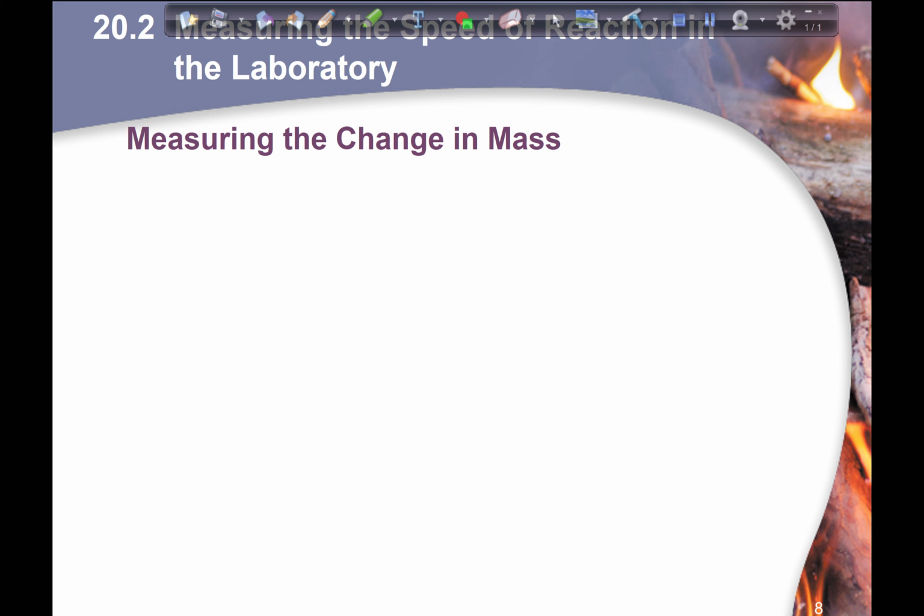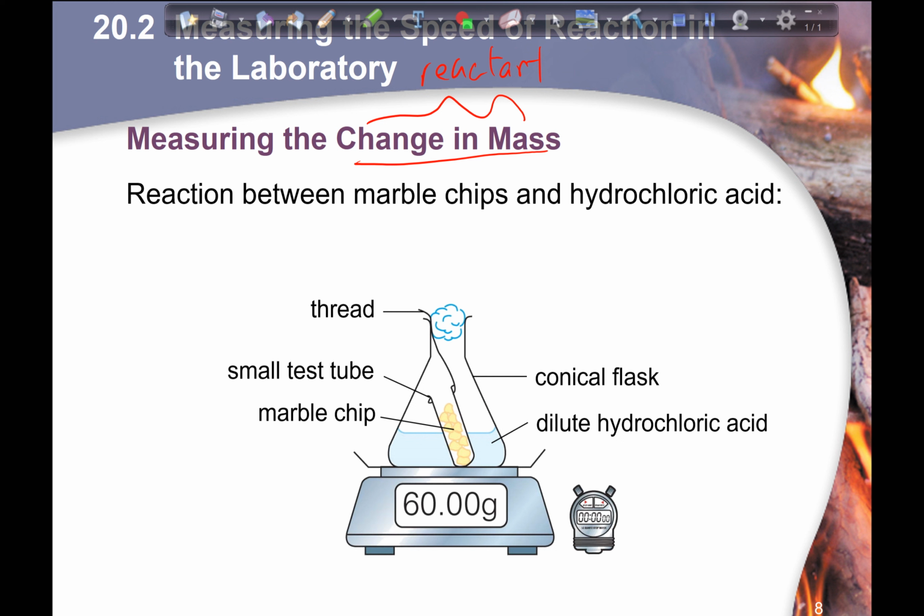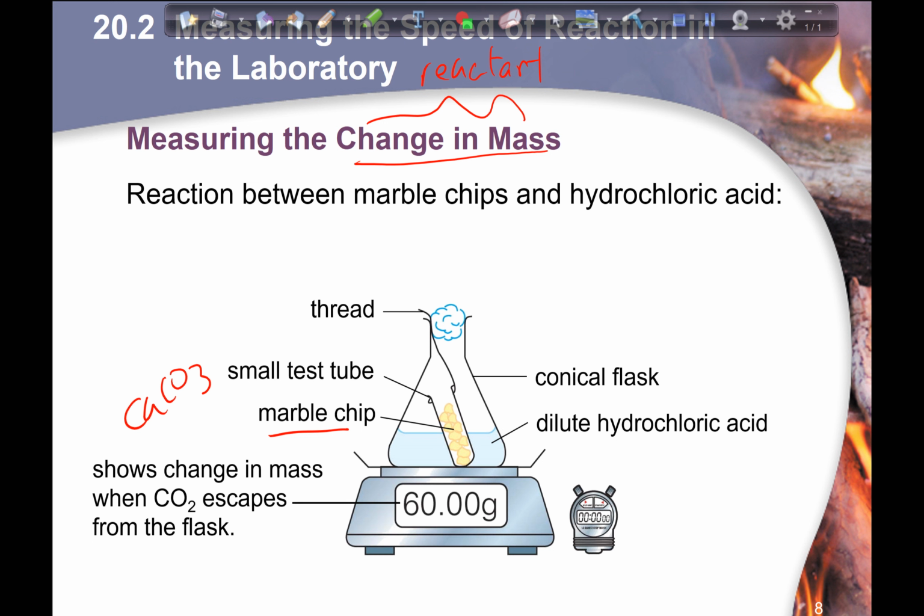Another way for us to measure is to measure the change in the mass. In this case, what we're talking about will be the reactant instead. So for example, again, when we set out the reaction between hydrochloric acid and marble chip, which is actually your calcium carbonate as well, what we can do is measure the mass loss of this setup. So why is there a mass loss? Because carbon dioxide has escaped from the conical flask into the environment.